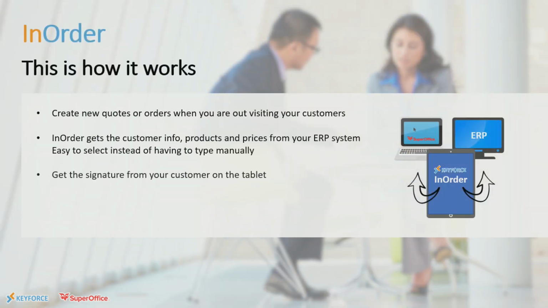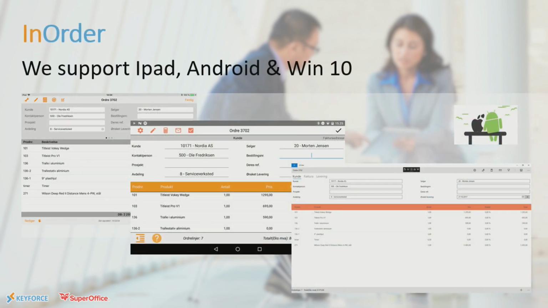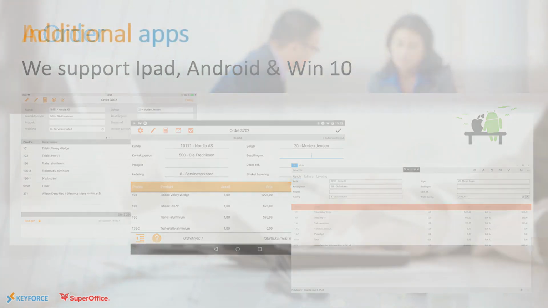We can create new quotes, and we can also work on existing quotes. Sitting in the customer meeting, we can bring our tablet, and then we can complete the quote, and the customer can put their signature directly on the tablet, and then we can place the order directly from the tablet as well. So it will be transferred into the accounting system. In Order is available for iPad, Android, and also for Windows 10.